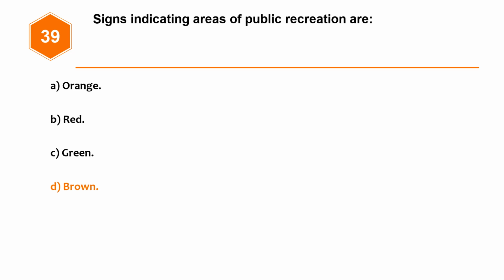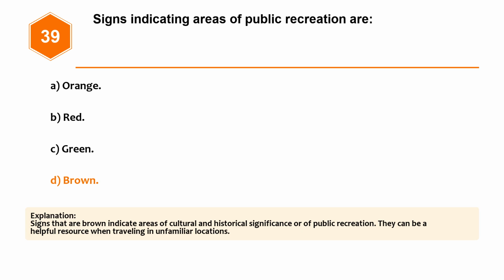The correct answer is option D, brown. Explanation. Signs that are brown indicate areas of cultural and historical significance or of public recreation. They can be a helpful resource when traveling in unfamiliar locations.